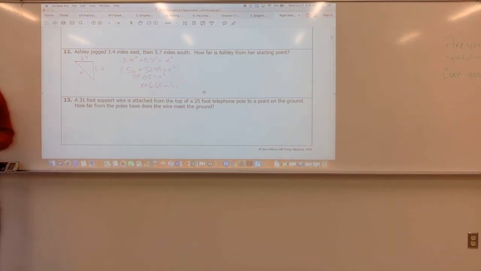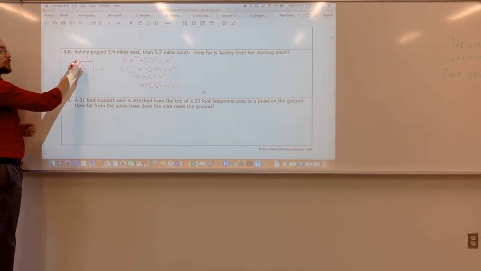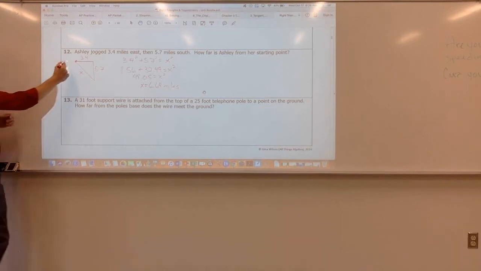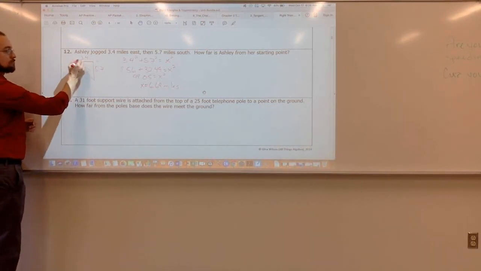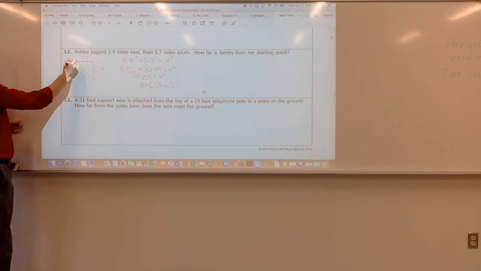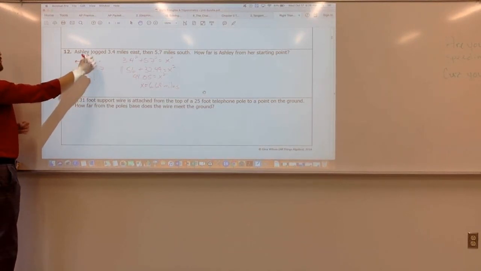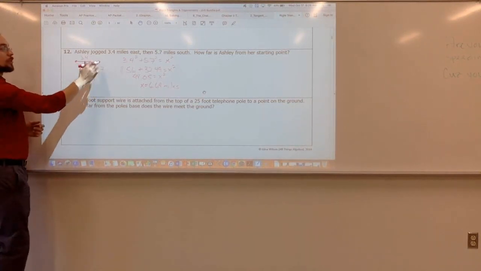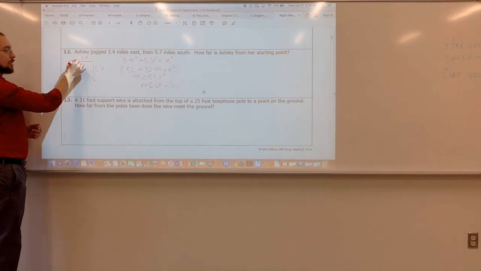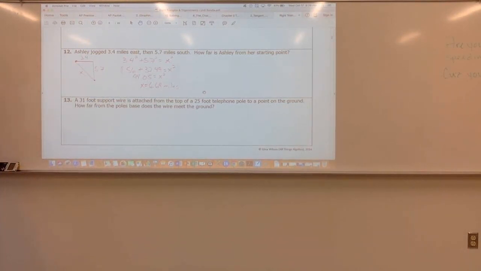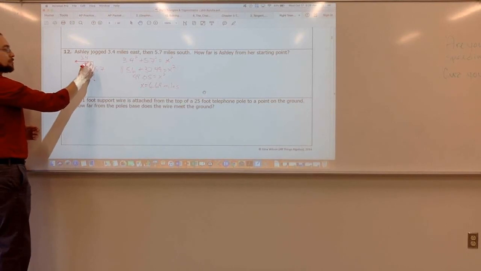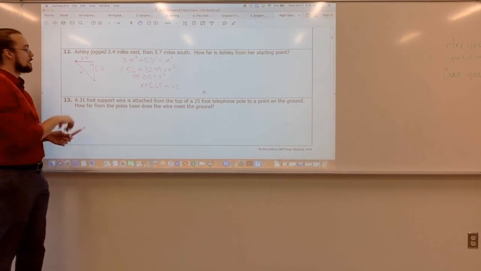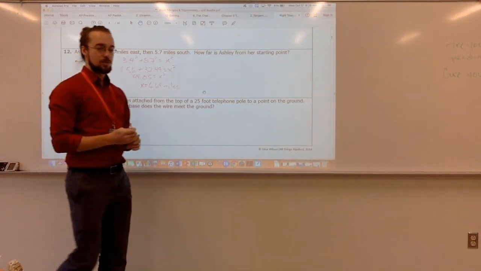Alright, for this one, it starts at this point here, and she goes 3.4 miles due east. That would be just drawing a line horizontally to the right from our starting position. Then from there, she goes 5.7 miles due south. So this would be our situation, right? Then we want to figure out from here to here, what's the distance? Well, that would be a Pythagorean theorem situation. I would just take 3.4 and 5.7 as my A and B, solve for C and get 6.64 miles.